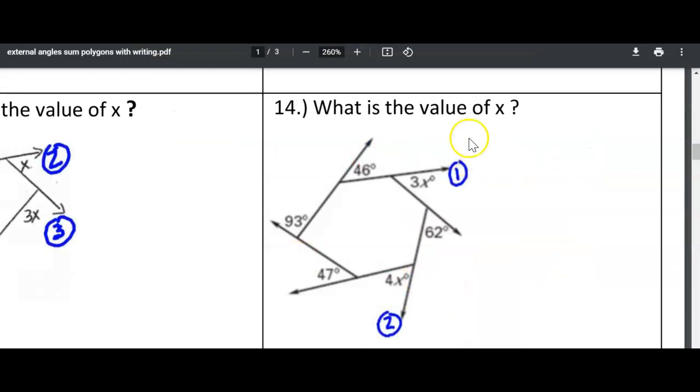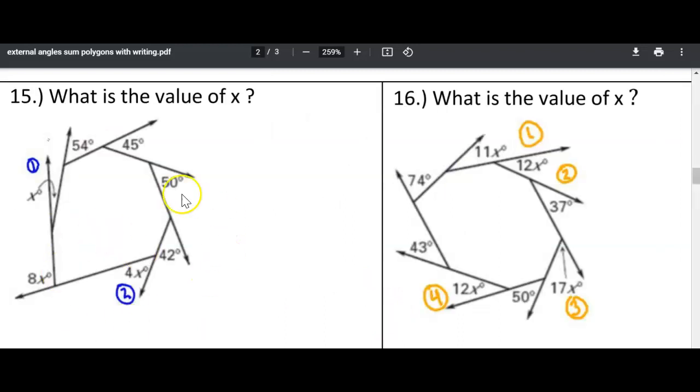Okay, find the value of x, and then find this. This is 1, and this is 2. So find those. Okay, you do this one. Find the value of x, and then find this one here, 4x and 8x.